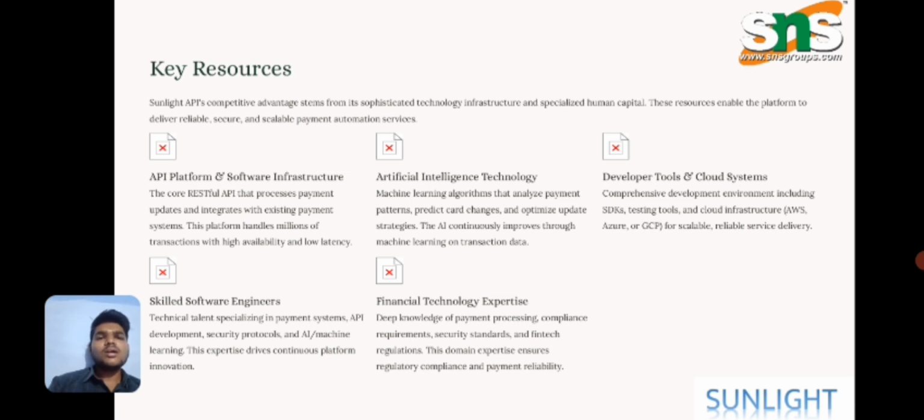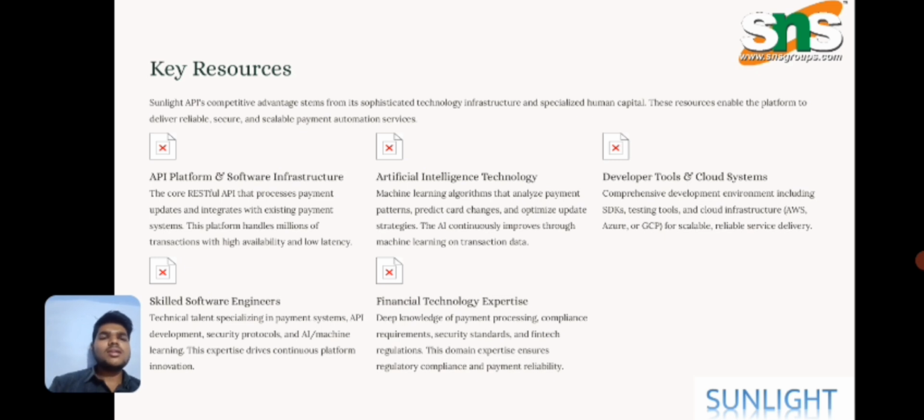API platform and software infrastructure. The core RESTful API processes payment updates and integrates with existing payment systems. This platform handles millions of transactions with high availability and low latency.